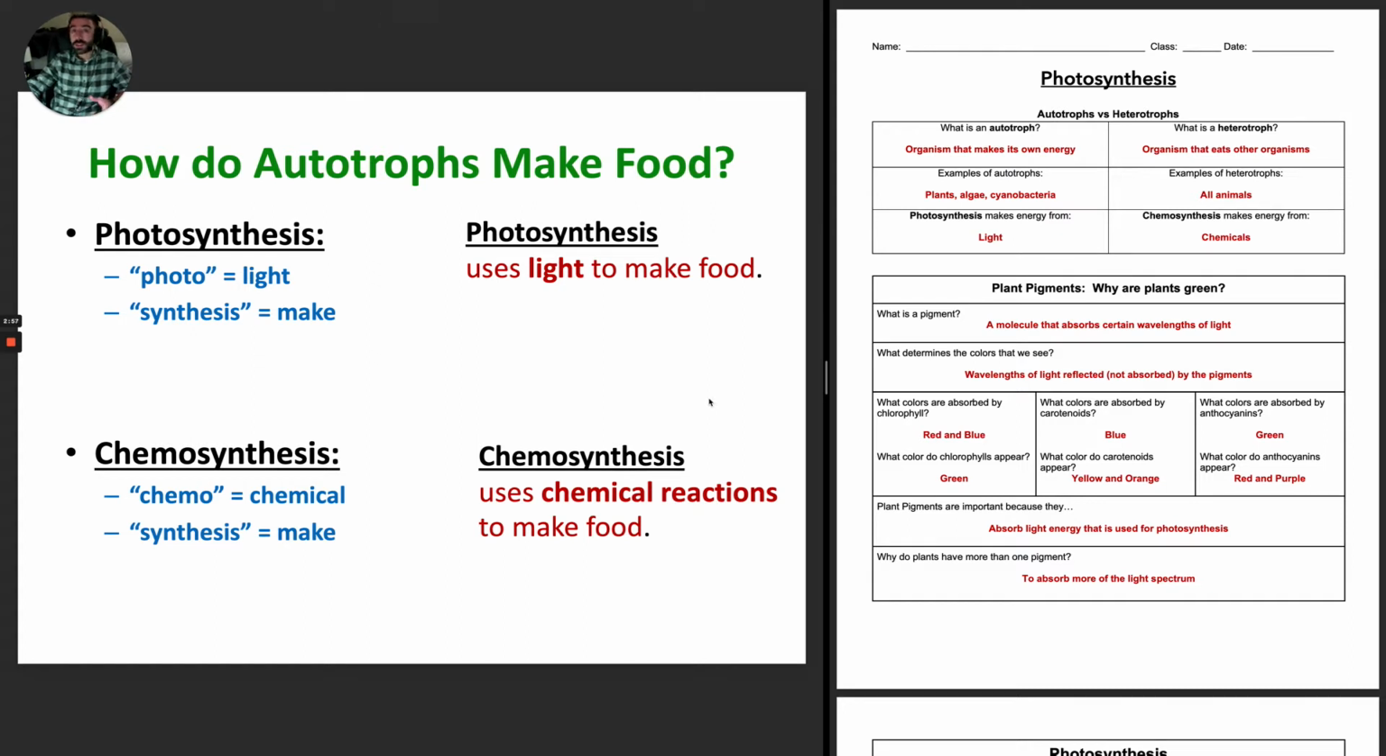Autotrophs can make their food a few different ways, and the two we'll look at here are photosynthesis and chemosynthesis. Synthesis, remember, means make, like protein synthesis was making proteins. Photo means light, and chemo means chemical. So photosynthesis is using light to make food, and chemosynthesis is using chemical reactions to make food. You'll notice that food and energy are used interchangeably a lot of the time. And that's going to continue to be the case because eating food and digesting food is what gives us energy. So that's autotrophs and heterotrophs. Let's keep going.